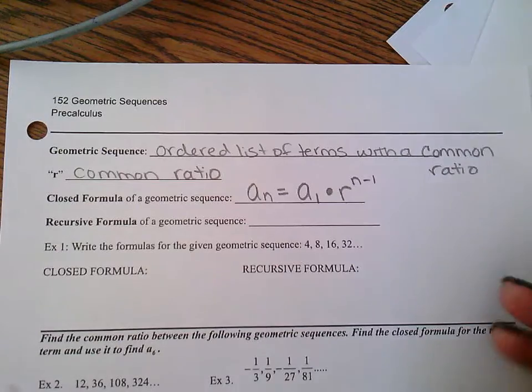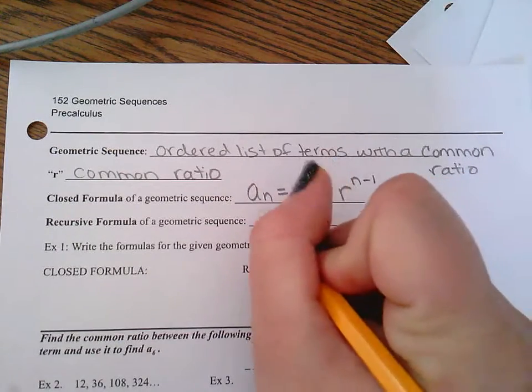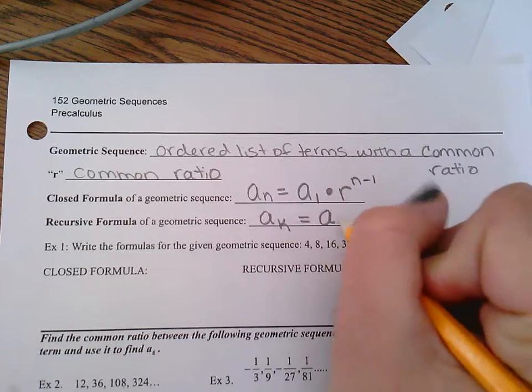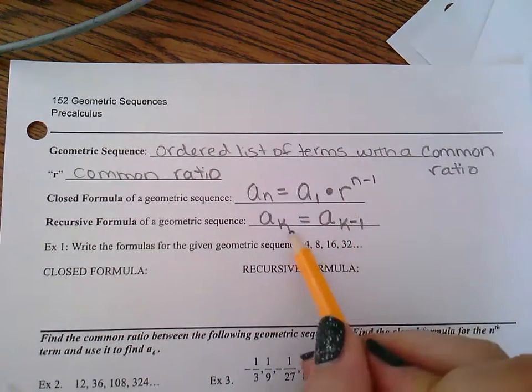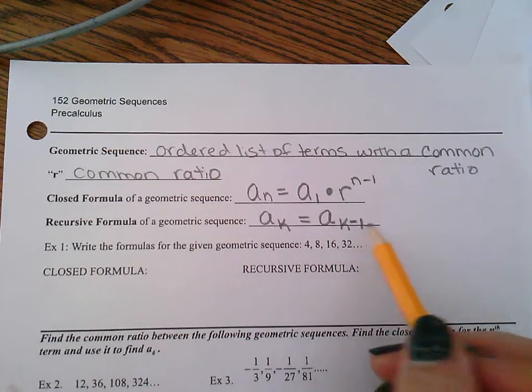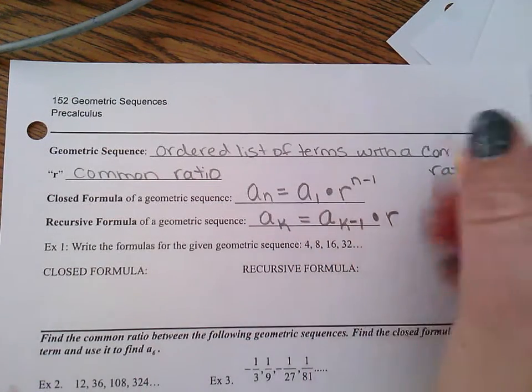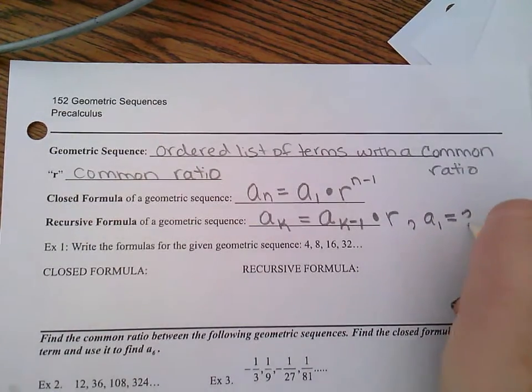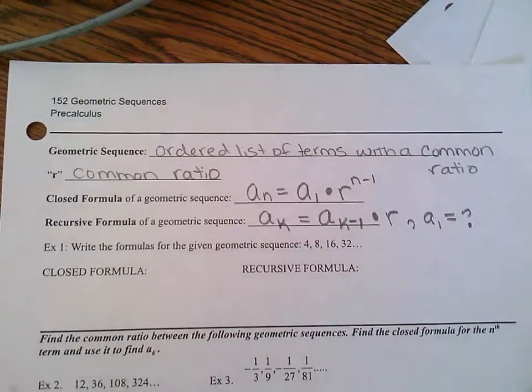And the recursive formula is that, how do I get the term I want? I take the term before it. So I'm just using a sub k to represent the term I'm on, and k minus 1 represents the term before it. Multiply by the common ratio, and I have to tell the reader what my first term is. So start at 6 or start at 8.